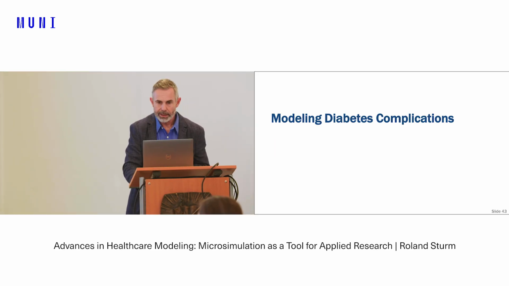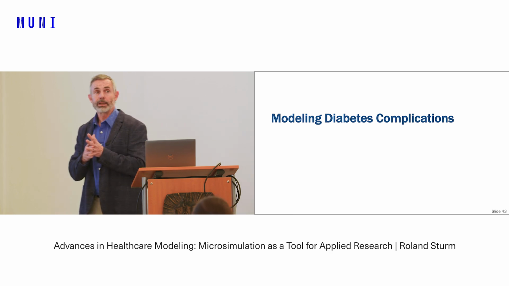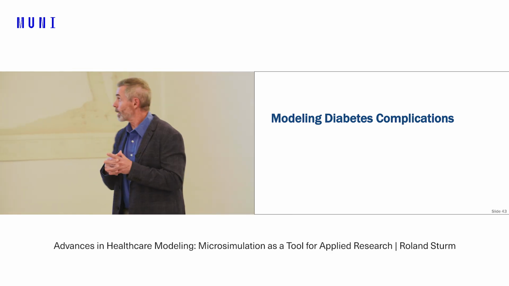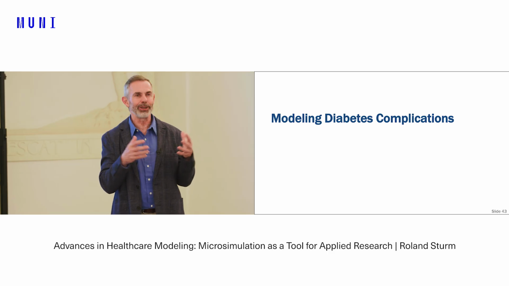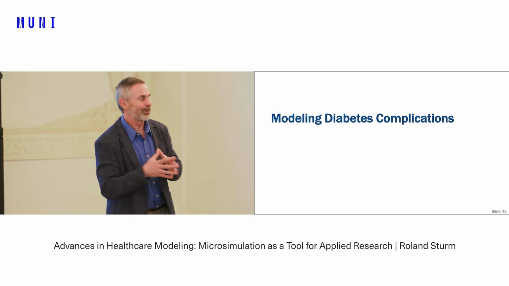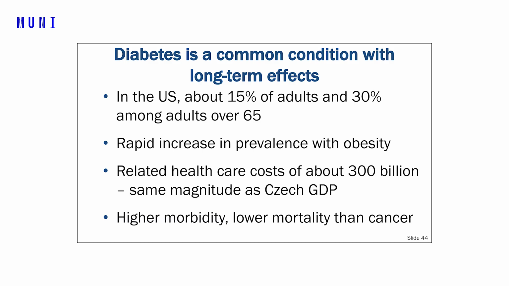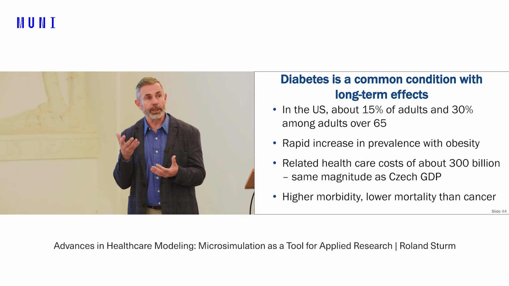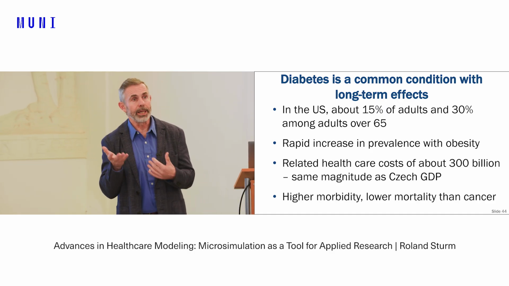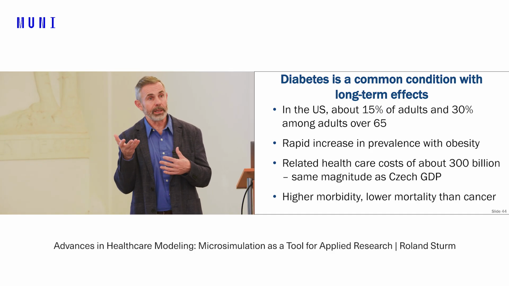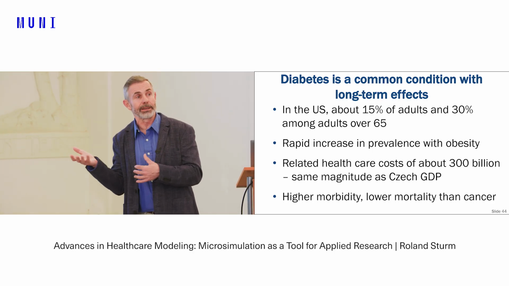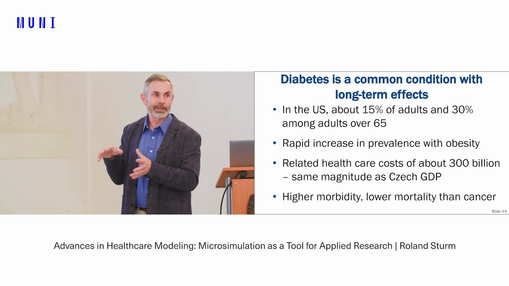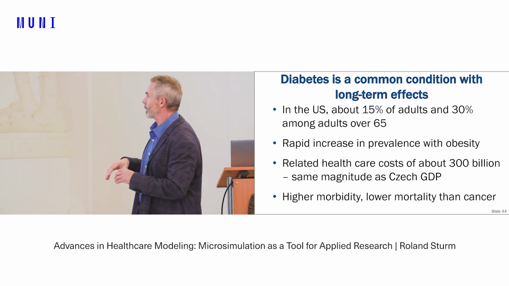In the last couple of minutes, 5 minutes, let me talk about my current project, which is modeling diabetes complications. I gave some of you the pitch about why you want to model diabetes. Diabetes is a common condition with long-term effects. In the US, about 15% of adults and 30% of adults over 65 have diabetes. There's a rapid increase of diabetes with obesity, and moreover, with extreme obesity, which has been increasing much, much faster than moderate obesity. So the big problems are still in the future. They still haven't happened yet.